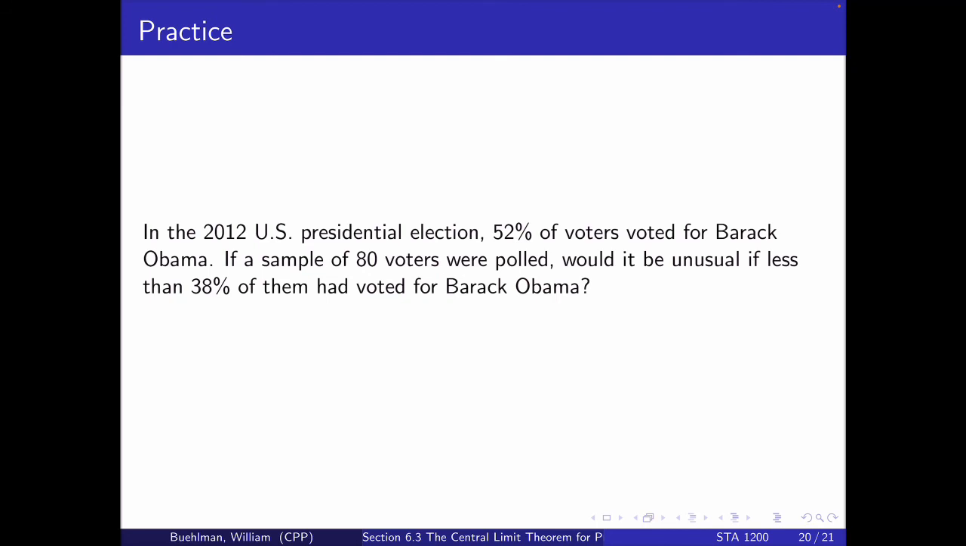So here's a practice problem for you guys. In the 2012 U.S. presidential election, 52% of voters voted for Barack Obama. If a sample of 80 voters were polled, would it be unusual if less than 38% of them had voted for Barack Obama? So you guys go ahead and try this, get the answer. I will show the solution in 3, 2, 1.